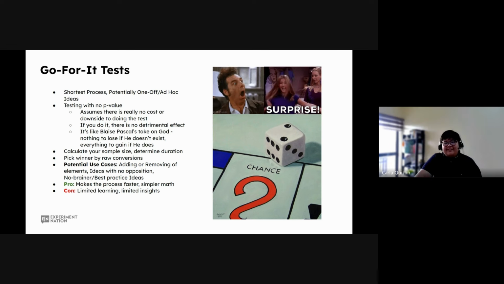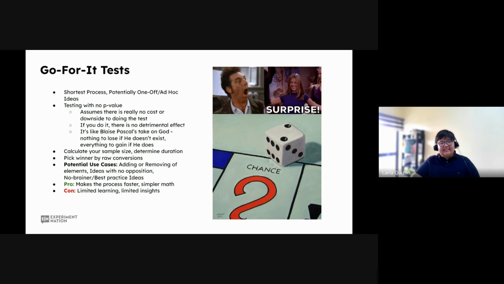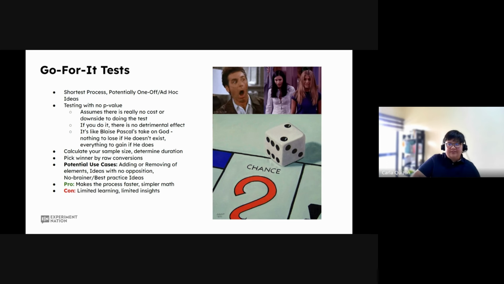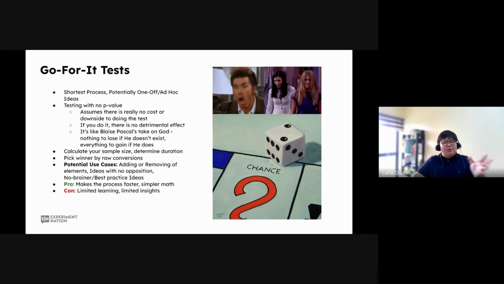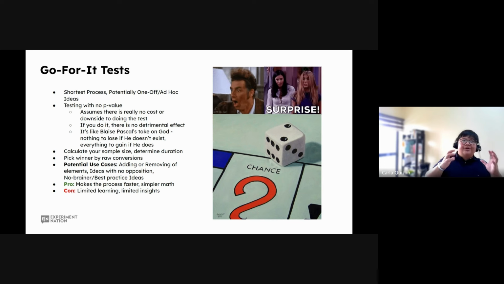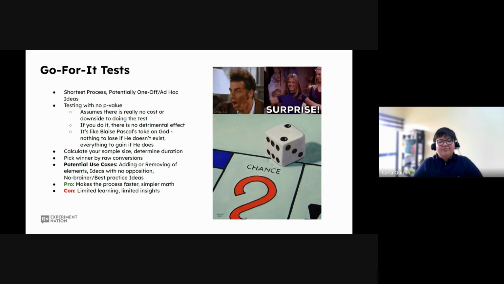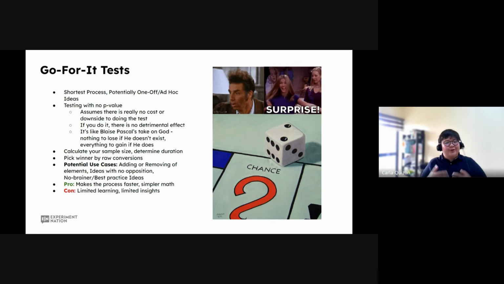When I think about go for it tests, I remember this one Young Sheldon episode where Young Sheldon is rethinking his take on religion because his father was in the hospital. He cited Blaise Pascal and said that he has everything to gain if God exists and nothing to lose if he doesn't. So I think it perfectly encapsulates how we should think about go for it tests. I don't mean to offend anyone or drag religion into here, but I think it's the best way to keep remembering what it does.